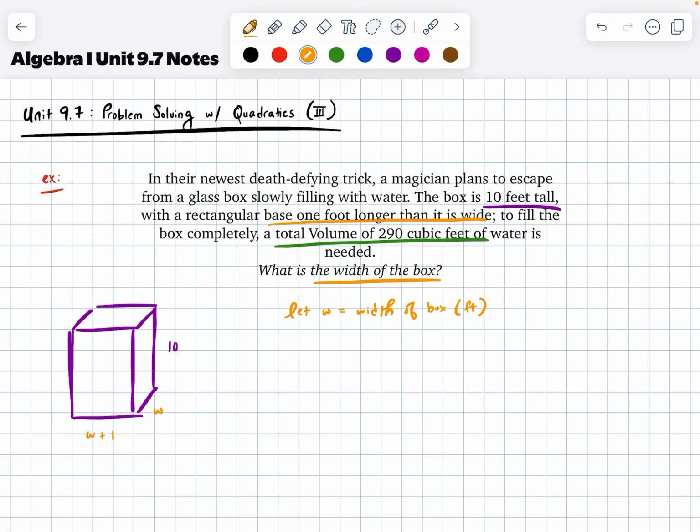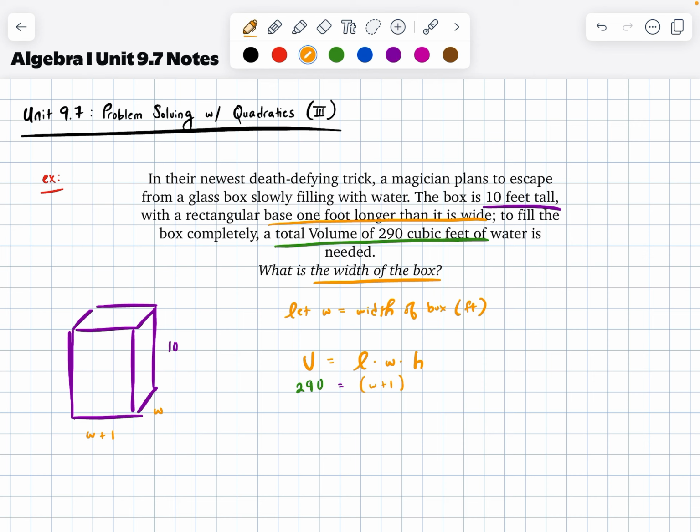The last piece of information that I have not used is that my volume is 290 cubic feet, which means I need to know how to calculate the volume of a rectangular prism. Well, if I have its length, width, and height, that shouldn't be too hard. What's my formula here? 5 seconds, go. Blast from the past. 4, 3, 2, 1. Well, hopefully you remember that if I take my length, multiply by my width, multiply by my height, I get that volume.